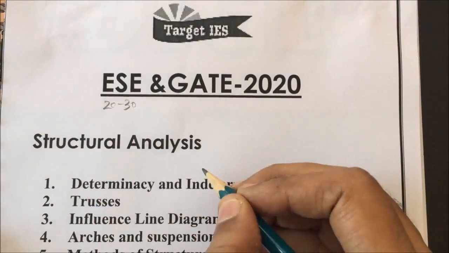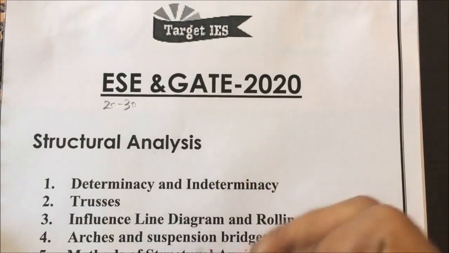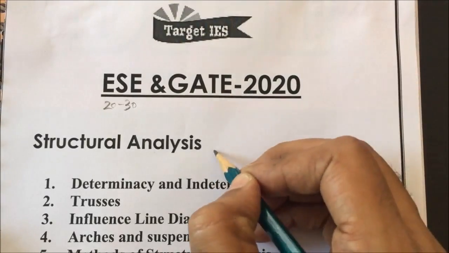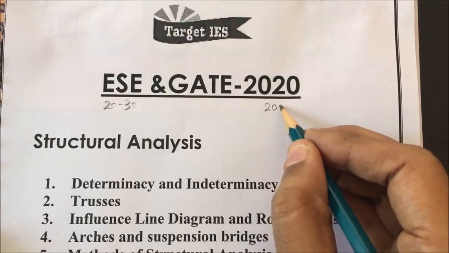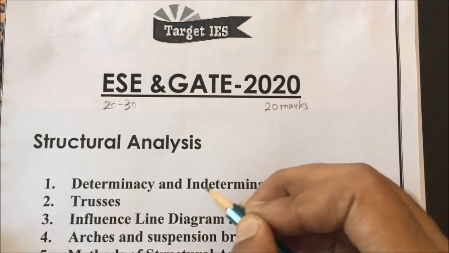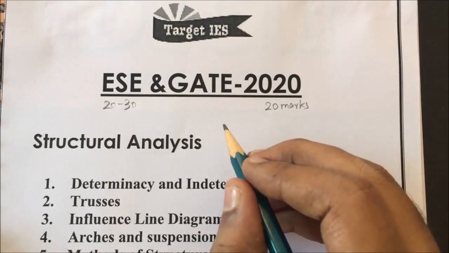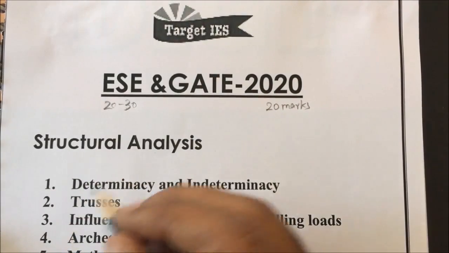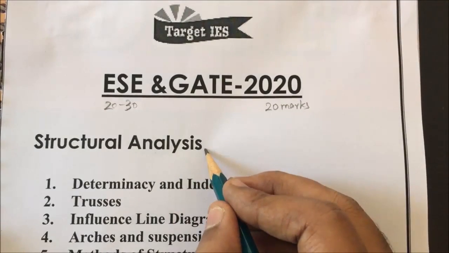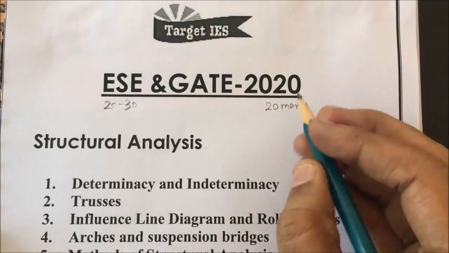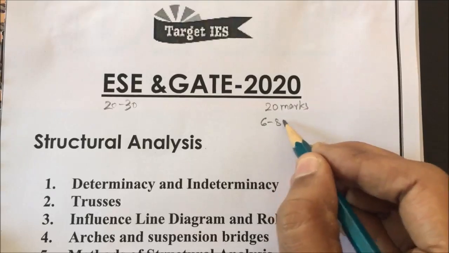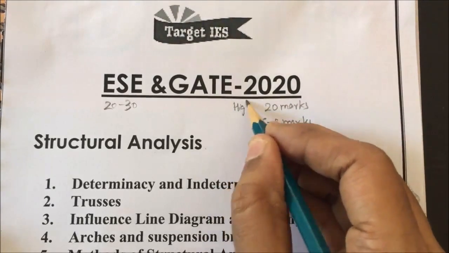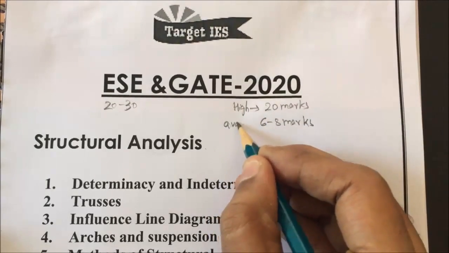And in GATE this is not a predictable subject. The highest number of marks ever asked in GATE for structural analysis is 20 marks, and there are years where there was not even a single question from structural analysis. In 2011 and 2012, for 2 years, there was not even a single question. But if you take the average marks, it will be around 6 to 8 marks. So 20 was the highest and the average is 6 to 8.